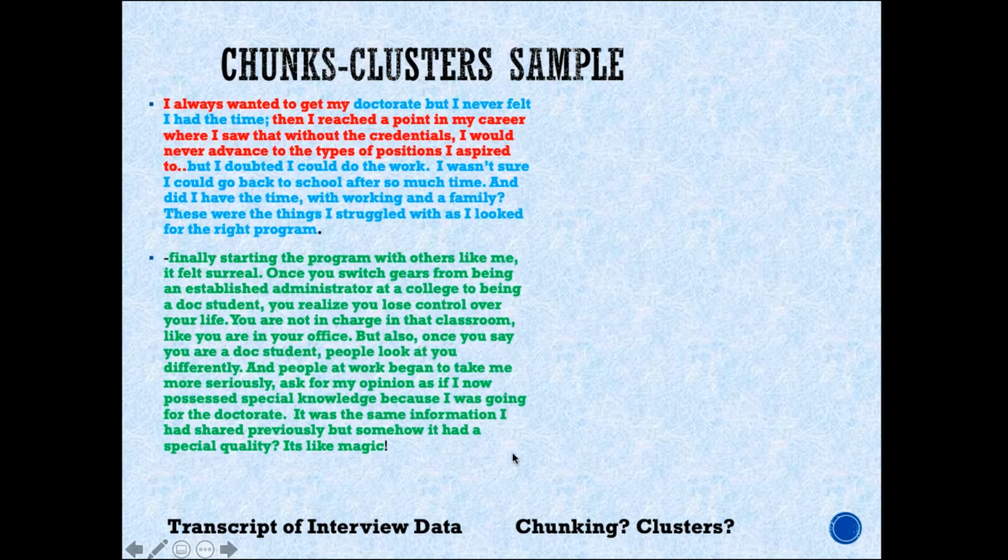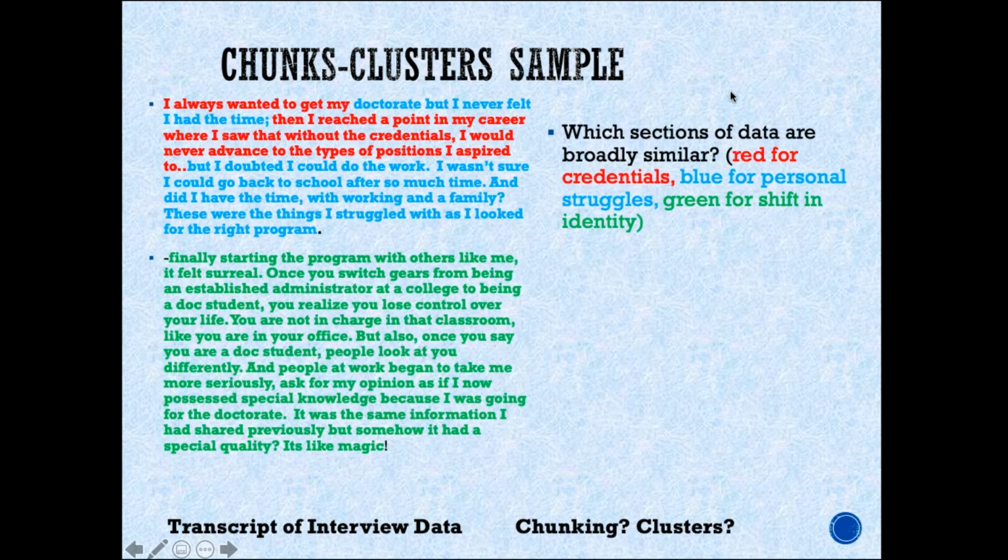So it's already clear. Now you can see I put colors here to make it easy for us to understand. This transcript, we can chunk and cluster, the meaning of that description, in three. You may think, which sections of data are broadly similar? For example, he said, I always wanted to get my doctorate, but I never felt I had the time. Then I reached a point in my career where I saw that without credentials, I would never advance in the type of position I aspired to.